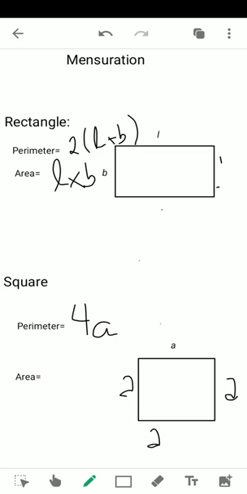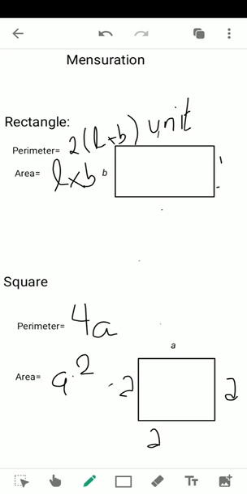After that, the formula for area of rectangle was length into breadth. As in case of area in square, if I write length into breadth, both length and breadth will be the same in case of square, so I can make it A into A, right? A into A will turn out to be A square. So let me just write it. A square.